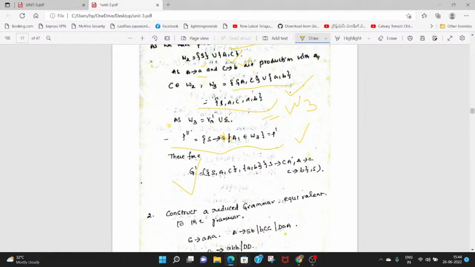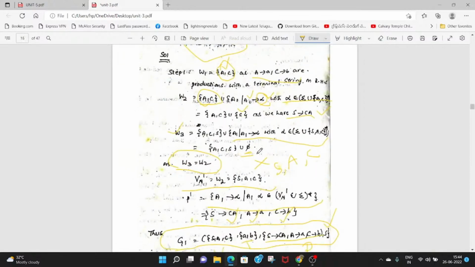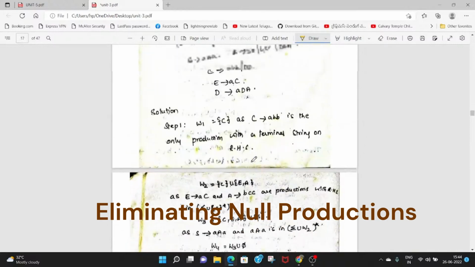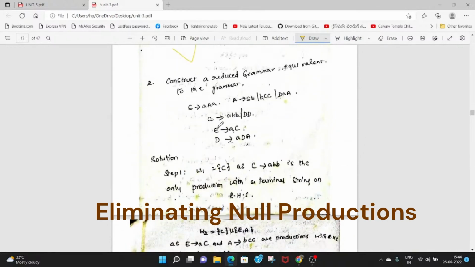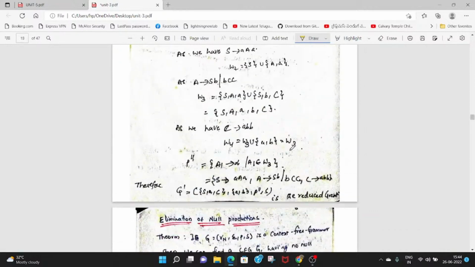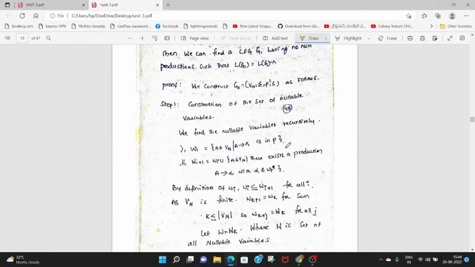Okay, so now in this way you eliminate the useless symbols from a given grammar. Okay, and after that, this is another example. You can go with the same procedure, step 1 and step 2, and you can find the answer. Okay, and now we'll see how to eliminate the null productions.